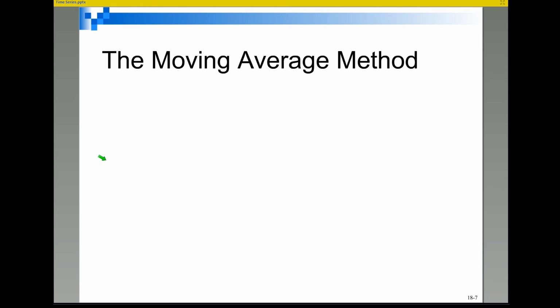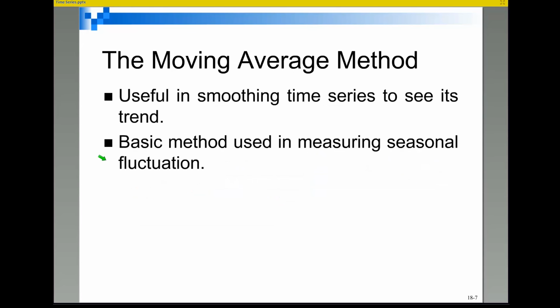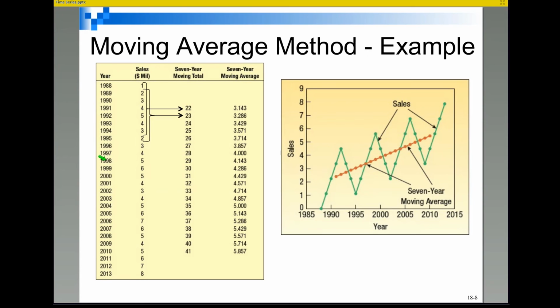Not for the Sears though. For the Sears data, it's very clear that we have this up and down pattern. But for other time series data, if you suspect the seasonality, but it's not very apparent, you could consider using the moving average method to capture or measure the seasonality. Okay, so here's the moving method, and here's how you construct the moving average time series.